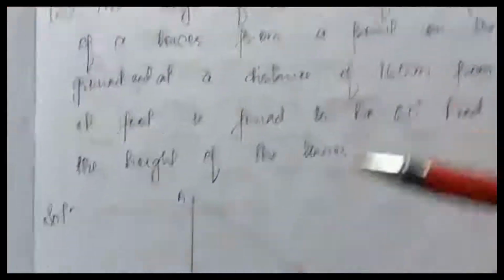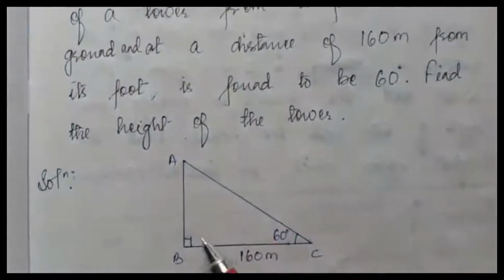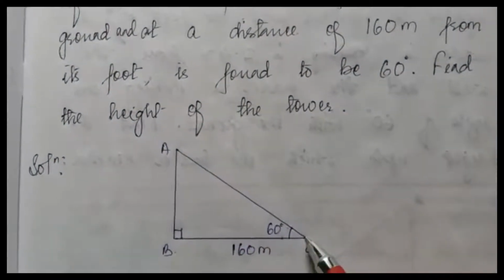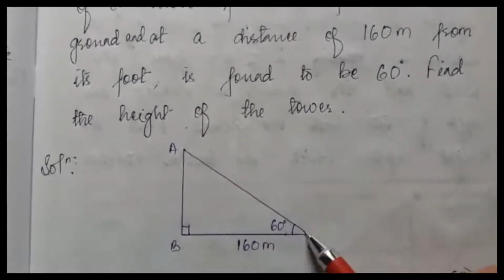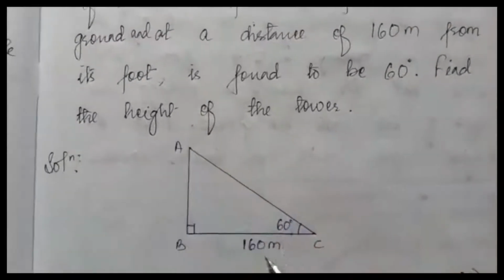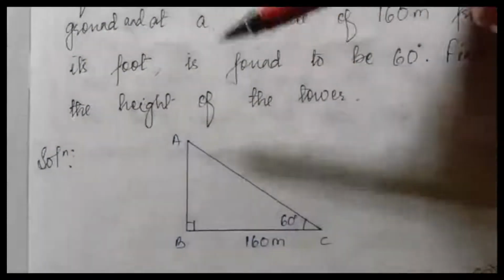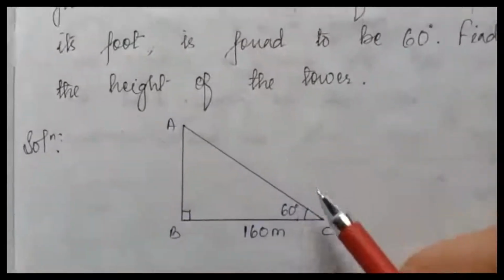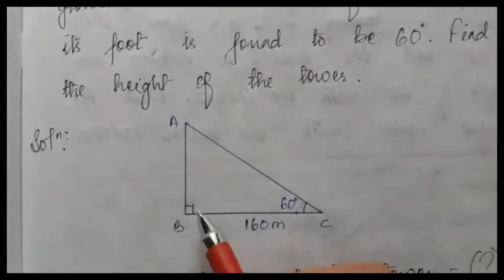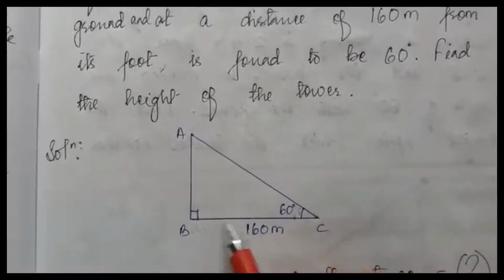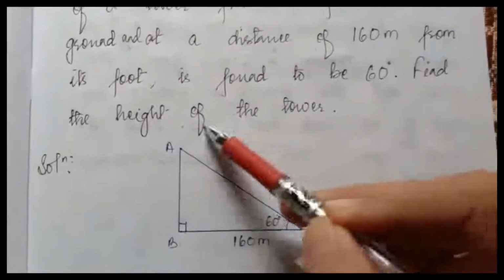So here one tower is there. Make this tower AB. Now you are standing on the ground. Suppose you are standing at C. When you observe the top of the tower, you will see in the upward direction. Here the angle is 60 degrees and you are standing 160 meter away from the tower. So this is 160 meter. At a distance of 160 meter, find the height of the tower.